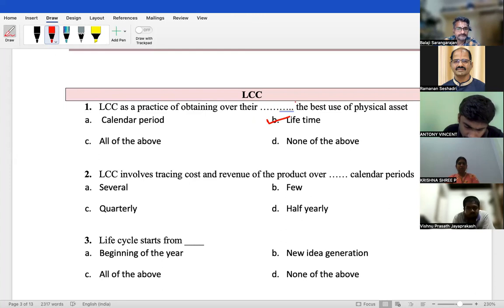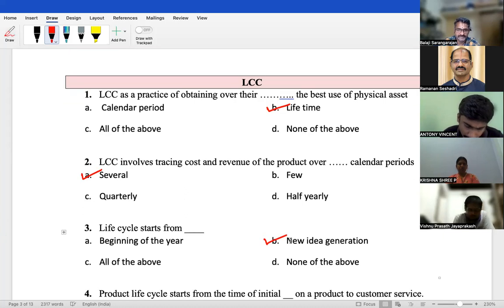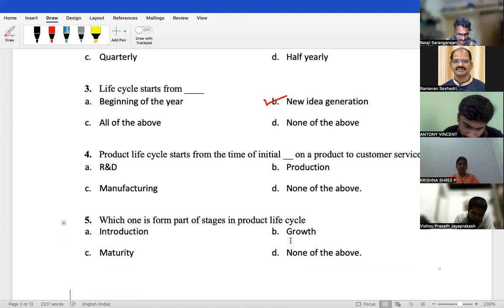Life cycle costing involves tracing cost and revenue of the product over the dash calendar period. Several calendar periods. The word calendar in the definition creates confusion for students. So life cycle starts from the dash: beginning of the period, new idea generation, all of the above, none of the above. New idea generation. Time of idea generation.